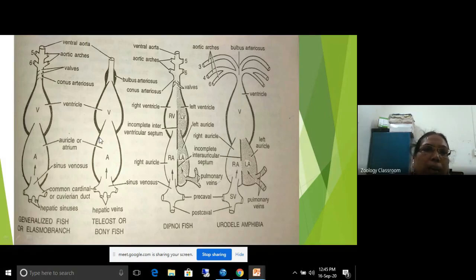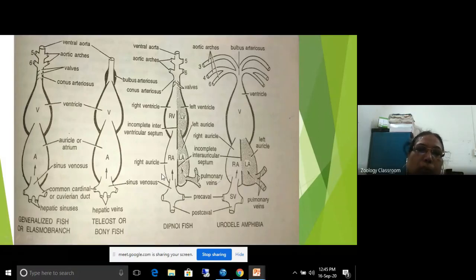This is found in the fish: single circulation and 2 chambers only, auricle and ventricle. Conus and sinus venosus are the accessory chambers. But in the dipnoi fish, there is a 3-chambered heart. In dipnoi, amphibia and reptile, there is a 3-chambered heart.